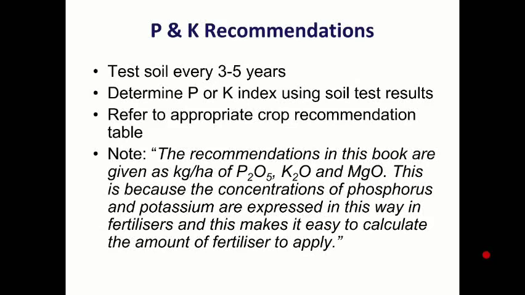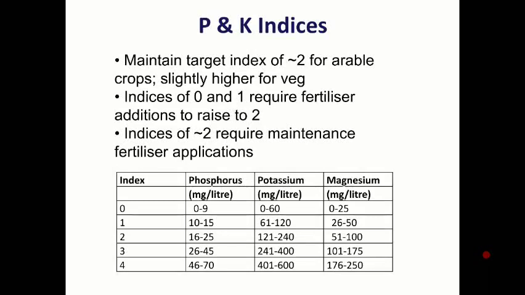And there's a note, actually, again, coming back to that terminology, P2O5, K2O, etc. It said this is because the concentration of phosphorus and potassium are expressed in this way in fertilizers. Makes it easier to calculate the amount of fertilizers applied. Yeah, that's right. So that's why the recommendations for crop production are in the same unit. So you shouldn't need to convert from one to another, and that's a good thing. Here are the indices. You can see there the table below. So you take your soil test result in milligrams per liter and read across and get an index.